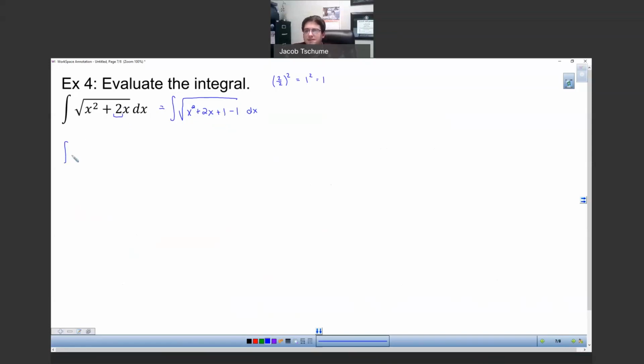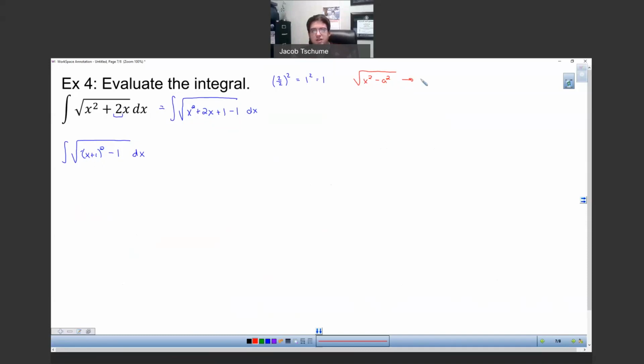But now inside of your square root, the first 3 terms should factor into something very nice. So they actually factor into x plus 1 all squared, and then you bring down the minus 1 that you picked up. This now fits the mold of one of your substitutions. It looks like the general form of the square root of x squared minus a squared. Now our x is actually x plus 1 and our a squared is 1.